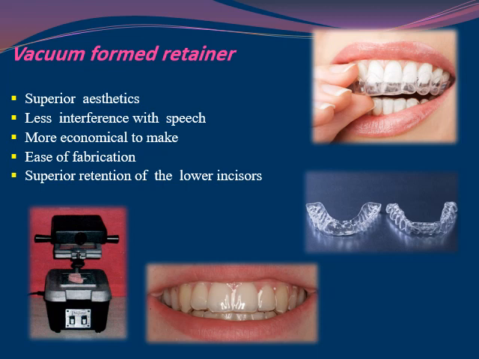Also, it is more economical, less expensive, and easy to fabricate. The machine that is used to fabricate vacuum retainers is called the BioStar machine. Also, there is superior retention of the lower incisors because this type of retainer covers all the clinical crowns with a small part of gingiva, so it provides more retention and control of the lower incisor teeth.